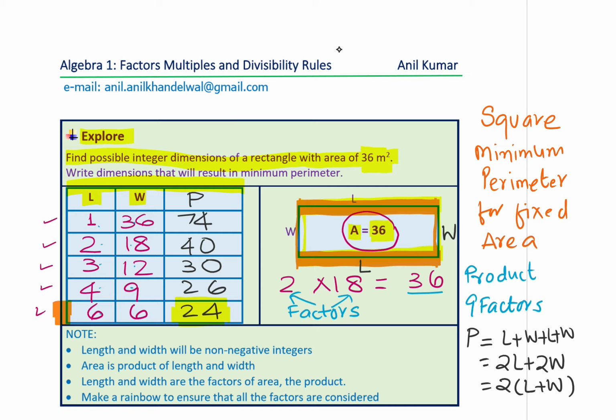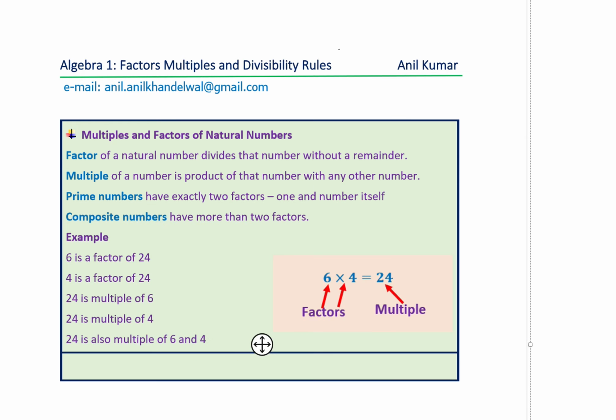We have understood what are products and what are factors. So let me just review this with some definitions, correct? I'd like you to read what is there on the screen and make a note. Perfect. So now, what are factors? Well, a factor of a natural number divides that number without a remainder. What does that mean? Well, we had 36. 6 was a factor. If I divide by 6, what do I get?